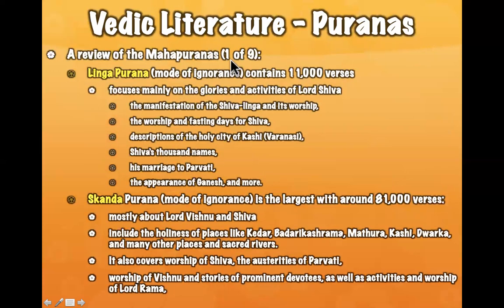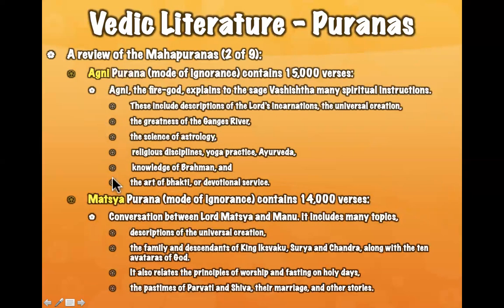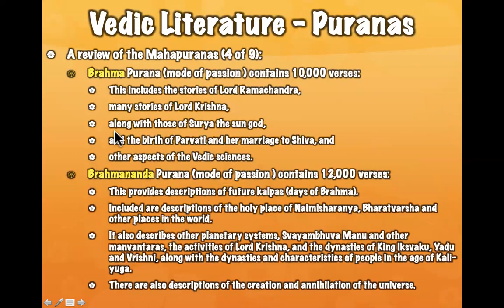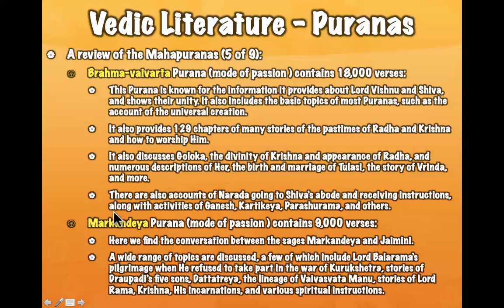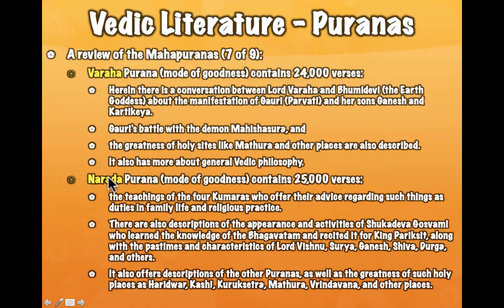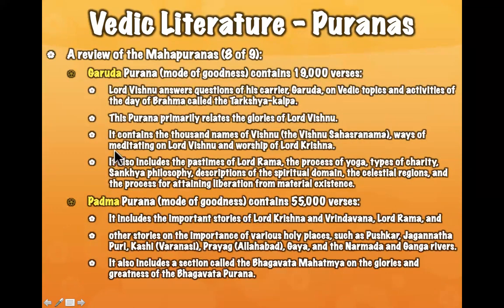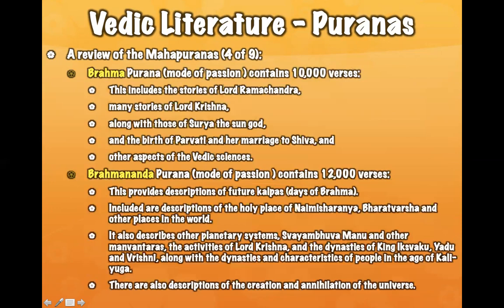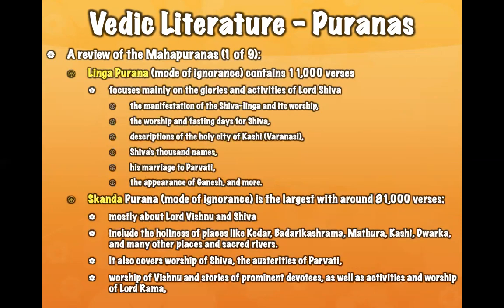So let's review the Mahapuranas very briefly. What are they? There's the Linga Purana, there's the Skanda Purana, Agni Puran, Matsya Puran, Kurma Puran, Shiv Puran, Brahma Puran, Brahmanda Puran, Brahma Vivarta Puran, Markandeya Puran, Bhavishya Puran, Vaman Puran, Varaha Puran, Narad Puran, Garud Puran, Padma Puran, Vishnu Puran, Bhagwat Puran, the last one. So these are the 18 Puranas.